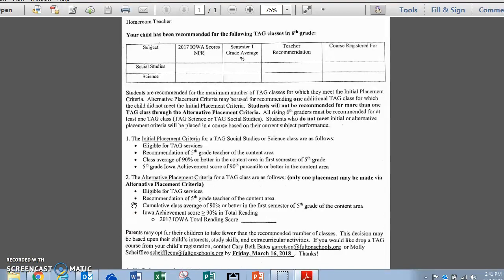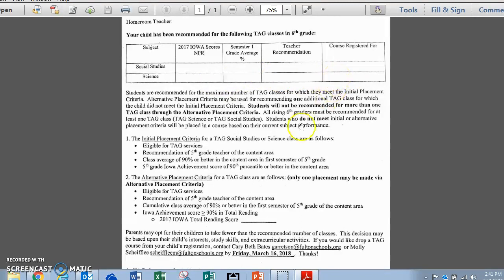So now let's talk about a couple of the combinations that you might be seeing on your child's course registration. So for whichever of the two courses they meet the initial placement criteria, they will be registered for the TAG science or the TAG social studies. If they meet the alternative placement criteria, which is usually determined by the 90% or greater in the Iowa total reading score, they can be placed in one of these TAG classes using that alternative placement criteria. So you might see that your child meets the initial criteria for social studies, therefore they're placed in TAG social studies, and then they meet the alternative criteria for science, and they're placed in TAG science.